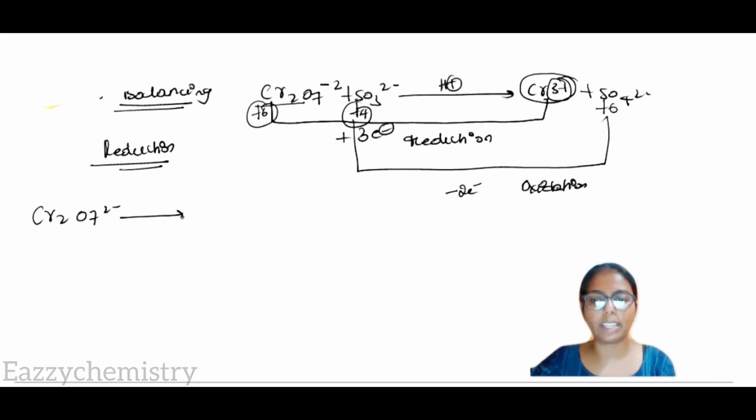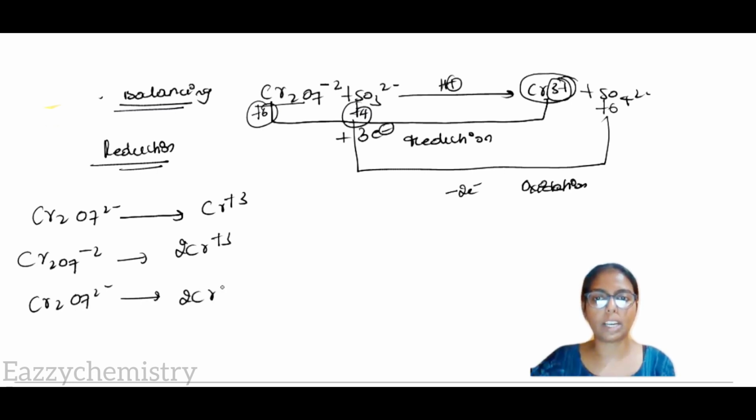Cr2O7 2- converts into Cr +3. So if we write the balanced reaction, that would be Cr2O7 2-. If we balance this, it becomes 2Cr +3, and next Cr2O7 2- gives rise to 2Cr +3 plus 7H2O.